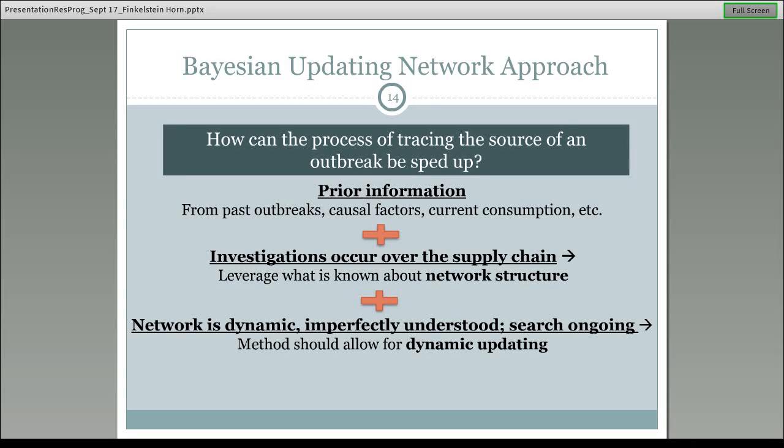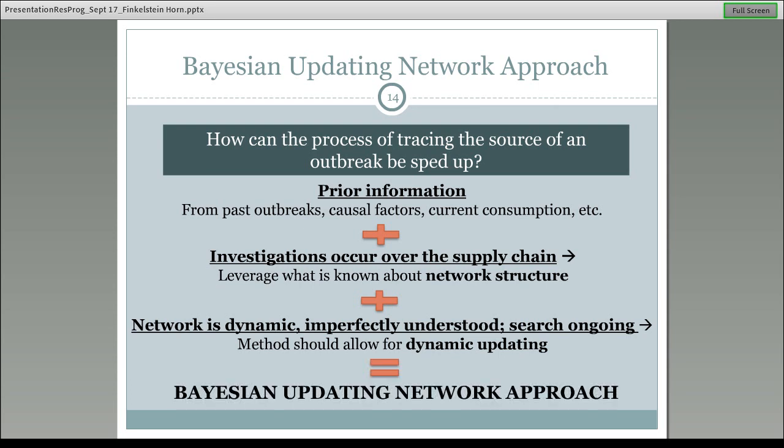And then in addition, we have to take into consideration that these supply chains are dynamically changing. They're imperfectly understood due to companies holding their own supply chain data closely. And this information evolves as the search continues, and therefore the method should allow for dynamic updating throughout the course of the investigation. And so this naturally leads into a Bayesian updating network approach. And we'll talk about what that means now.